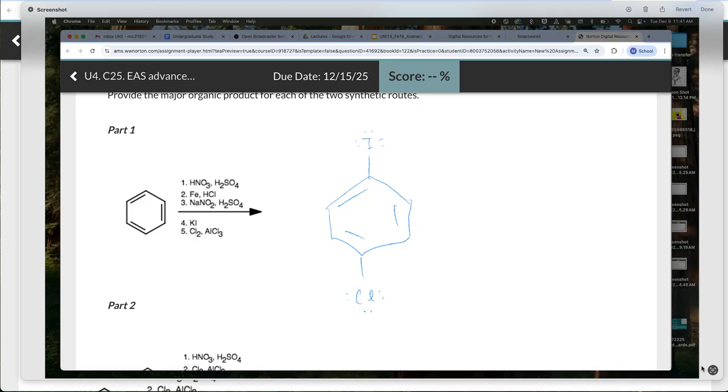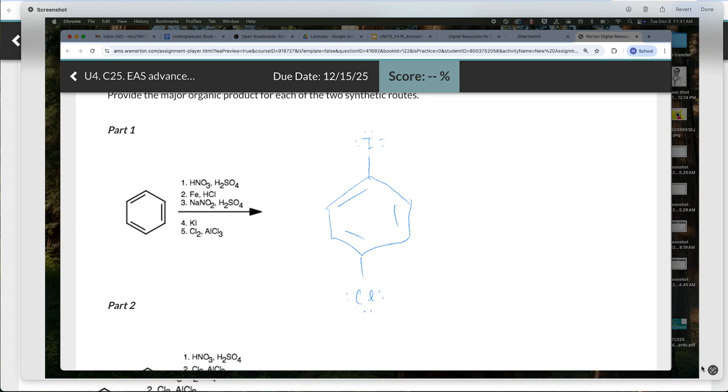So activators are para ortho, deactivators are meta directors. The halogens straddle that line perfectly. They take a little bit of both. So they will be deactivators, but they will run substitutions at your para and ortho positions.